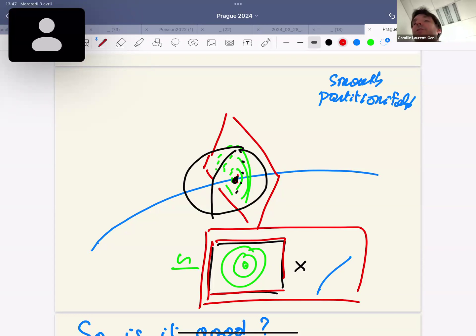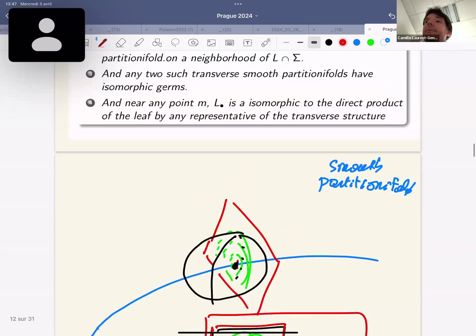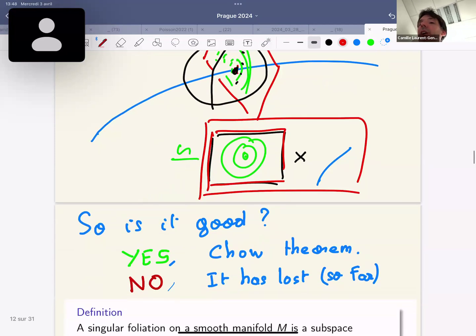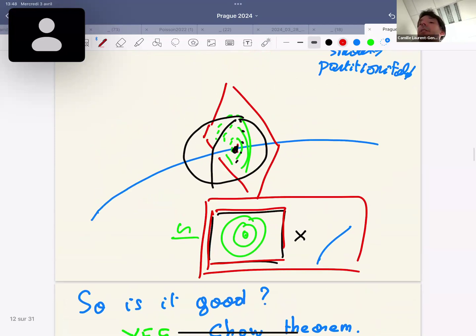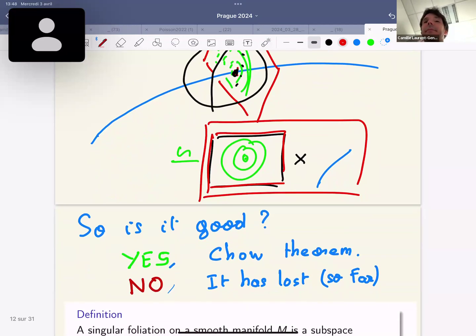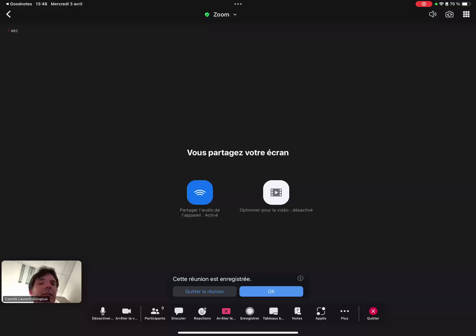Well, if you know Poisson geometry, you would not be surprised. If you know Lie algebroids, again, you would not be surprised. You have exactly the same type of theorem for Poisson structures, or for Lie algebroids, or even for Lie group action on a manifold. Do you have any question?